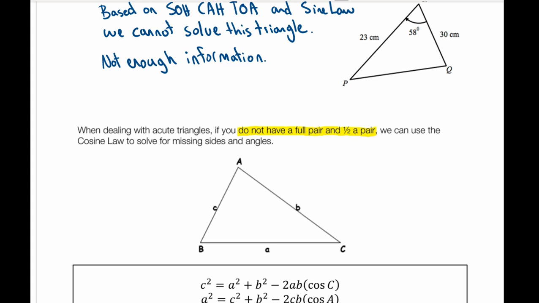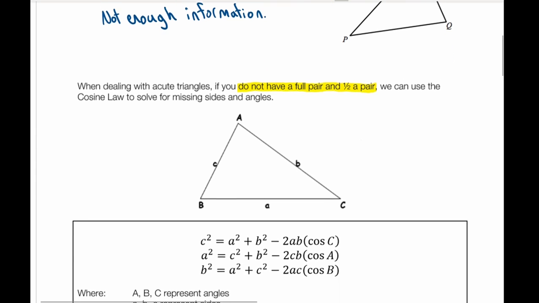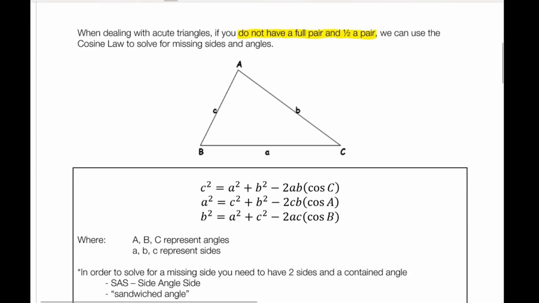Now, this may not always be the case, again, depending on what information is given, but if I'm asking you to solve a question, and you can't use sine law, then you should be able to use cosine law. Cosine law still deals with the same kind of labeling of the sides and the angles. Capital letters for the angles, lowercase letters for the sides.